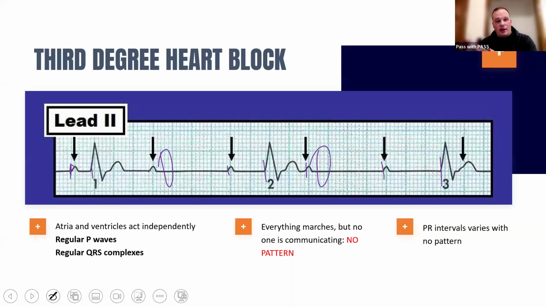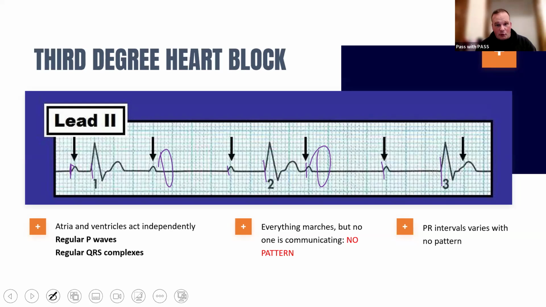Okay. So a third degree heart block is also called a complete heart block. My P waves are doing their thing. My QRS complexes are doing their thing. There's no rhyme or reason as to what these things are doing. They have no relationship with each other whatsoever. That is a third degree heart block.